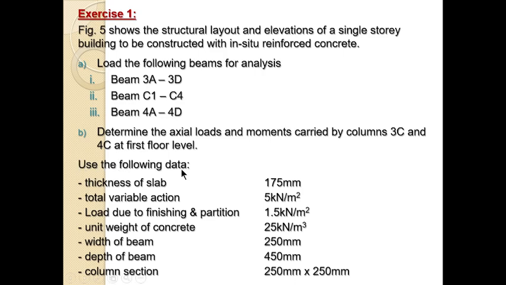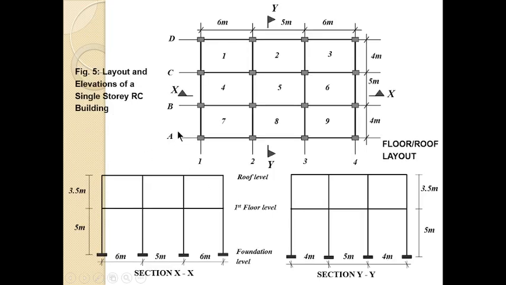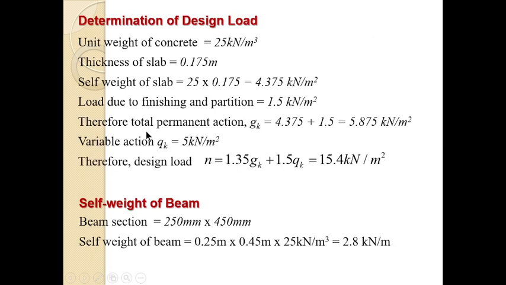Now we have been given this data. Use the following data: thickness of slab 175 mm, total variable action 5 kN per meter squared, load due to finishing and partition 1.5 kN per meter squared, unit weight of concrete 25 kN per meter cube, width of beam 250 mm, depth of beam 450 mm, column section 250 by 250. So with all this information and with this diagram, we can go ahead.